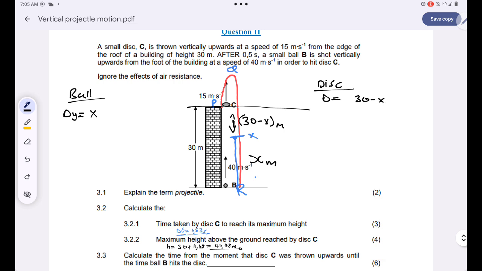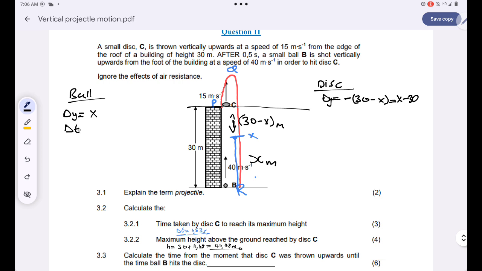Are you together? But remember that the disk, guys, was there at the top, but now it has traveled downwards for 30 minus x units. Every downwards movement is negative. Are you together? Obviously, if you multiply the bracket by negative, you'll simply find x minus 30. So this will be my displacement, guys.